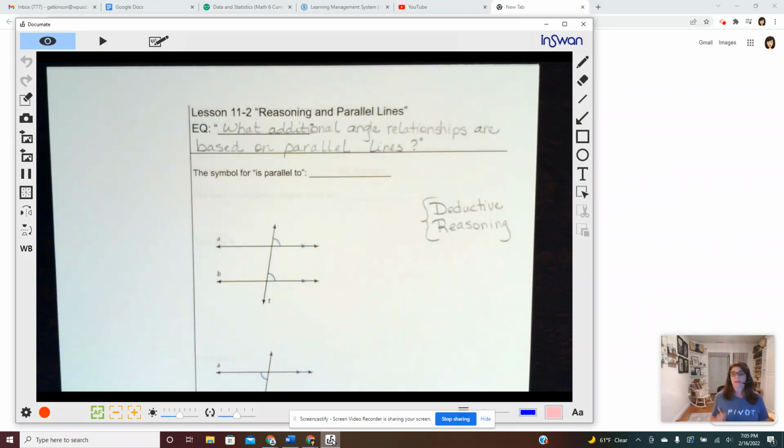And as I'm talking about it, I want you to write down some notes. Write down a couple things that you notice I say. Repeat this if you need to. So, deductive reasoning is taking the idea that if corresponding angles are congruent when I have parallel lines, then if I have equal measurements in corresponding angles, the lines must be parallel.